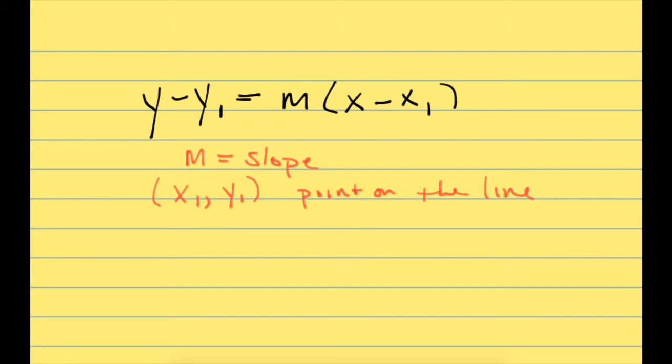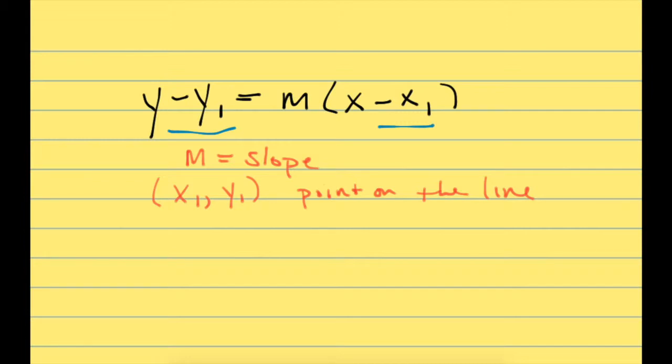Now notice that we have written here minus x1 and minus y1. So when x1 is positive, you're going to see a minus there. When x1 is negative, you're going to see a plus there. And the same goes for y. So we've got to be careful of that and not get confused.